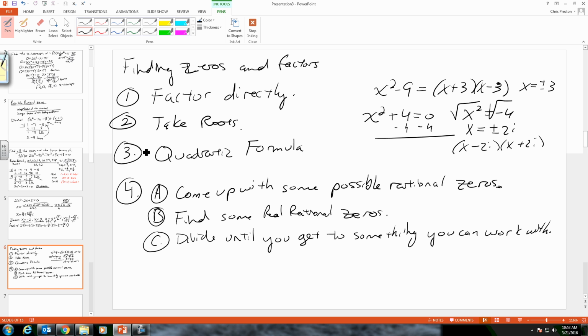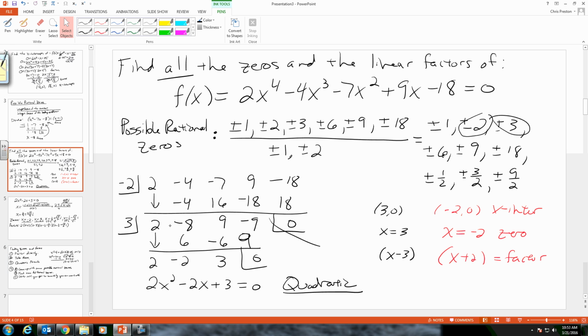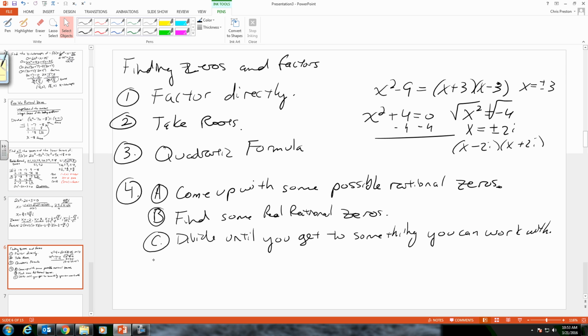Right? So maybe I get to something I can factor directly, or maybe I get to something I can take a root of, or something like we just did. I did some dividing, and I got down to a quadratic. Oh, I can use a quadratic formula for that. So I get down to something I can work with. And then lastly, bring it all back together. Bring the zeros and factors together.